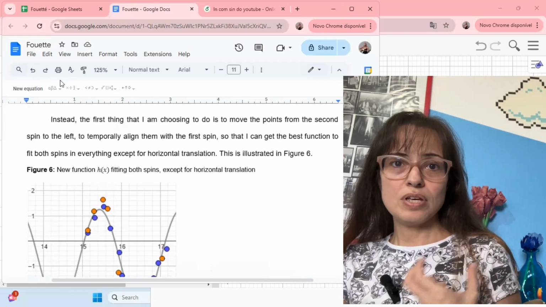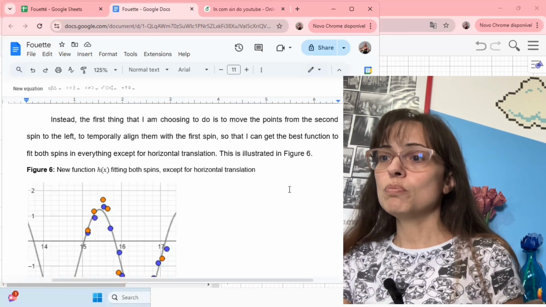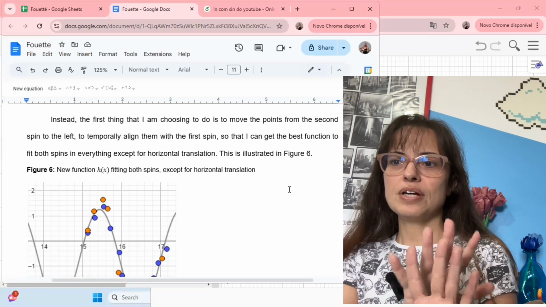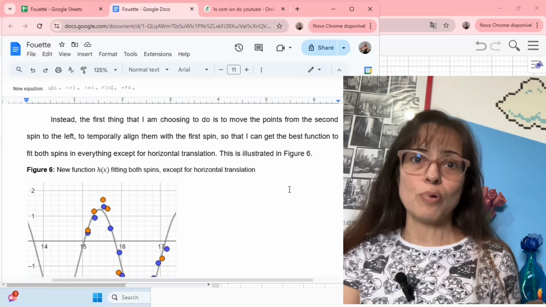And instead of the averaging out the parameters thing, what I'm choosing to do is to move the points of the second spin to the left to temporarily align them with the first spin so that I can get the best function to fit both.